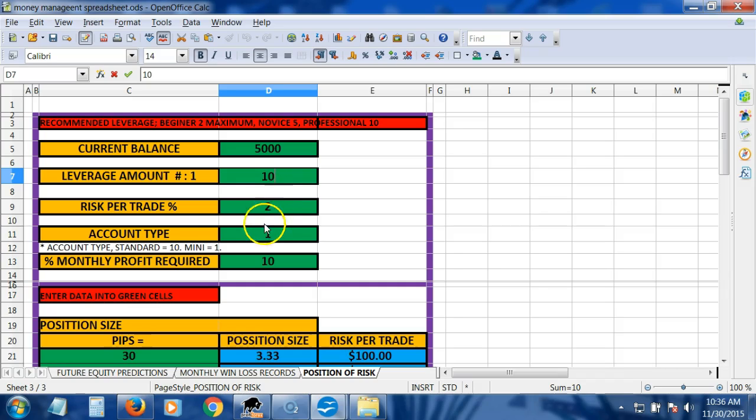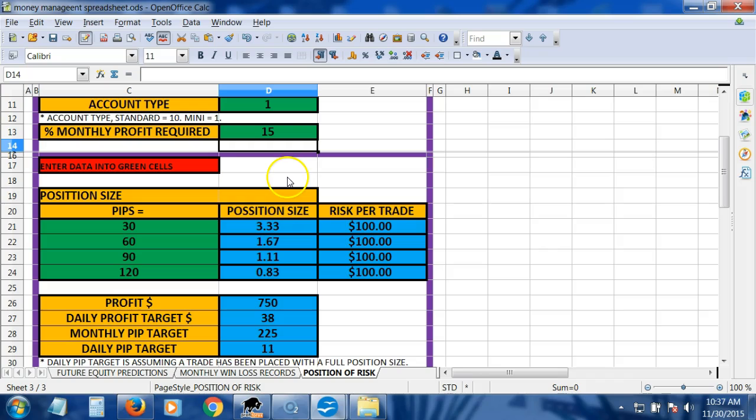So 1 for 1. And the type of account that you are using can either be a standard account or a mini account as well. You can then decide based on what type of monthly profit target you would like to achieve. And let's go conservative, let's say 15% return on our investment. And once you plug that in, it gives you these figures down here below.